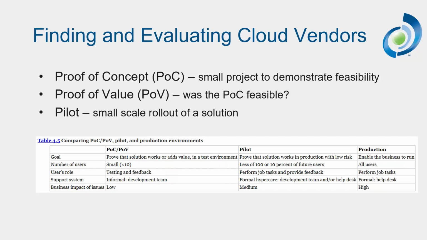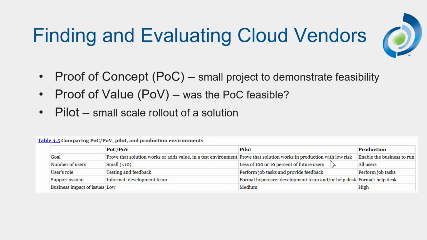The number of users, less than 100 or 10% of the users. User role, perform job tasks and provide feedback. Support system, formal, hypercare, development team and/or help desk. And then the business impact if there are issues, medium, because it's not full on, but it's something that you're doing, and so the business impact would be medium if something were to happen.